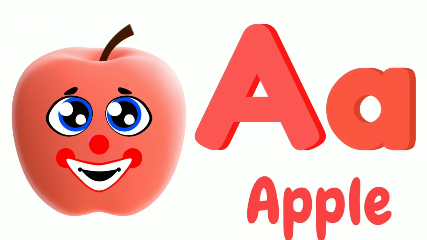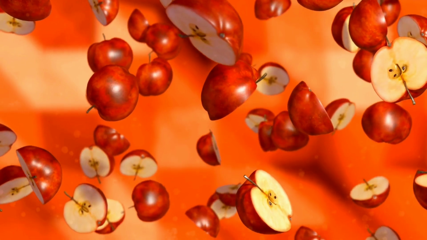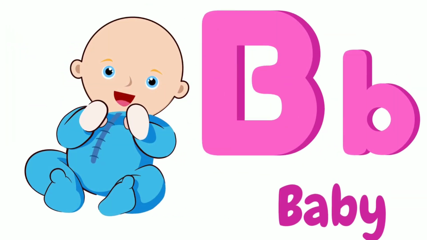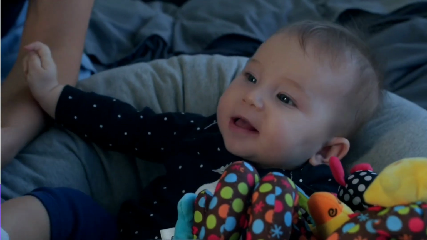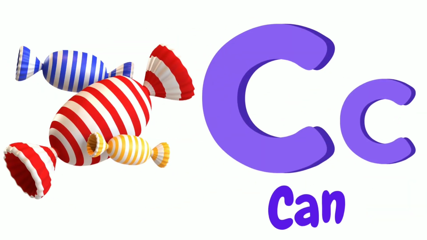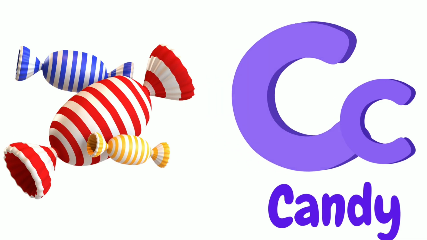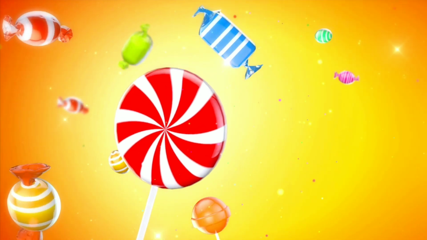A is for apple. This is an apple. B is for baby. This is a baby. C is for candy. This is the candy.